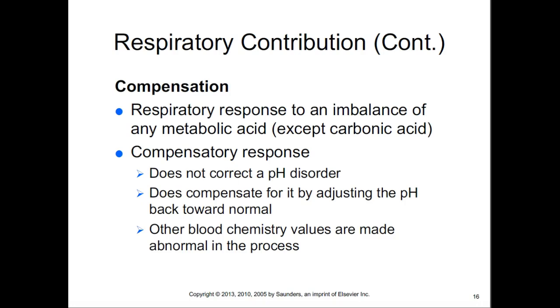except carbonic acid. So a compensatory response does not correct the pH disorder. It does, however, compensate for it by adjusting the pH back towards normal. Other blood chemistry values are made abnormal in the process. Like I said, lactic acid is still going to be high, and then other mechanisms are going to have to get rid of the lactic acid, but the pH of your blood will return to normal if, of course, homeostasis and your compensatory mechanisms are normal.